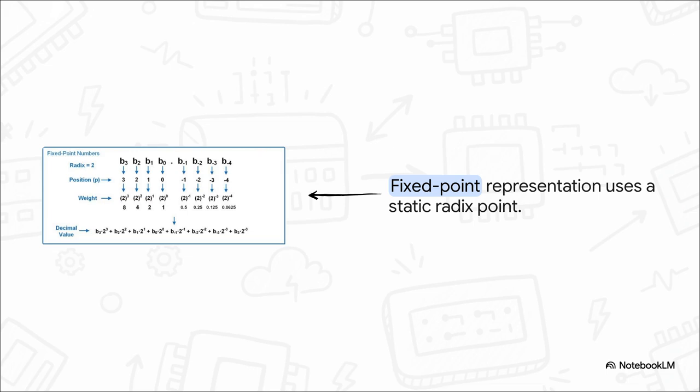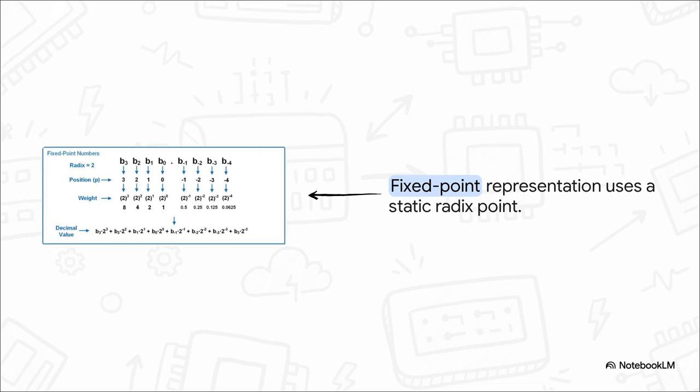Positional weights in binary work a lot like decimal. Just like decimal goes ones, tens, hundreds moving left, binary goes ones, twos, fours, eights. And to the right of the radix point, we get halves, quarters, eighths, and so on. It's super straightforward, and it actually lets us use standard integer arithmetic circuits.